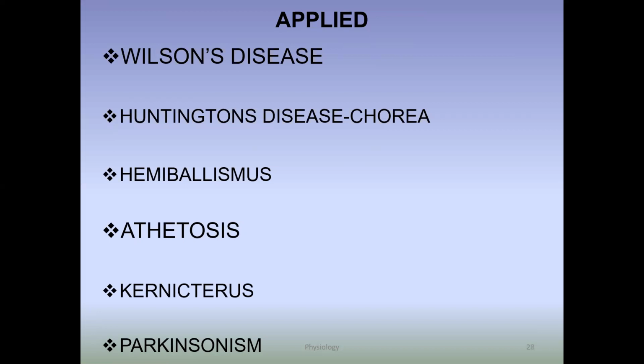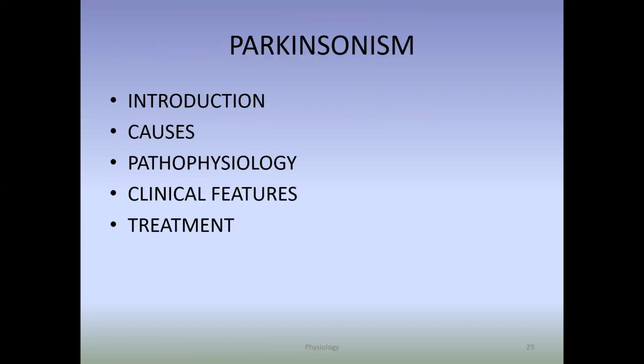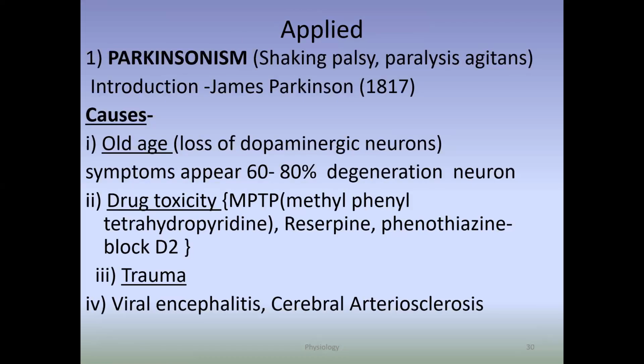So let us see one by one. First is Parkinsonism. You may have a short answer question on this Parkinsonism. You should write under this heading: introduction, causes, pathophysiology, clinical features, and treatment. Parkinsonism is also called shaking palsy or paralysis agitans. The scientist who described it and after whom it is named is James Parkinson.